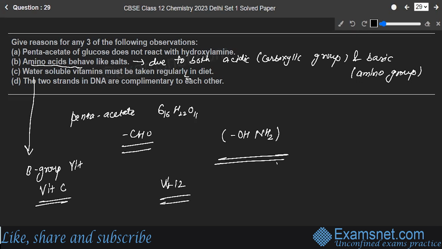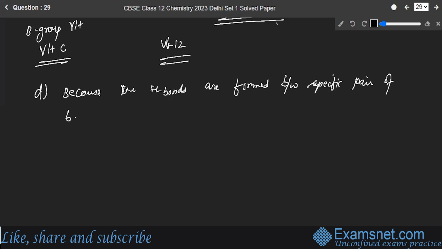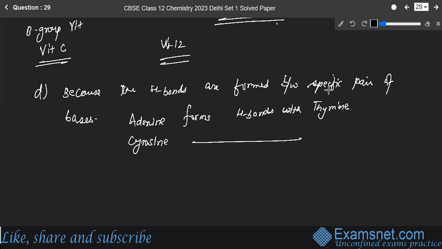Okay, so got that. Next one, the two strands in DNA are complementary to each other. This is the D part. The two strands are complementary because hydrogen bonds are formed between specific pairs of bases. Adenine forms hydrogen bonds with thymine, and cytosine forms hydrogen bonds with guanine.